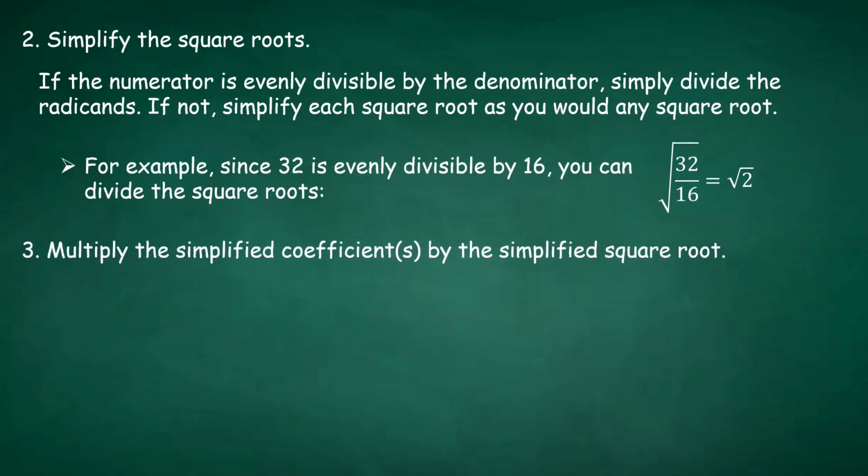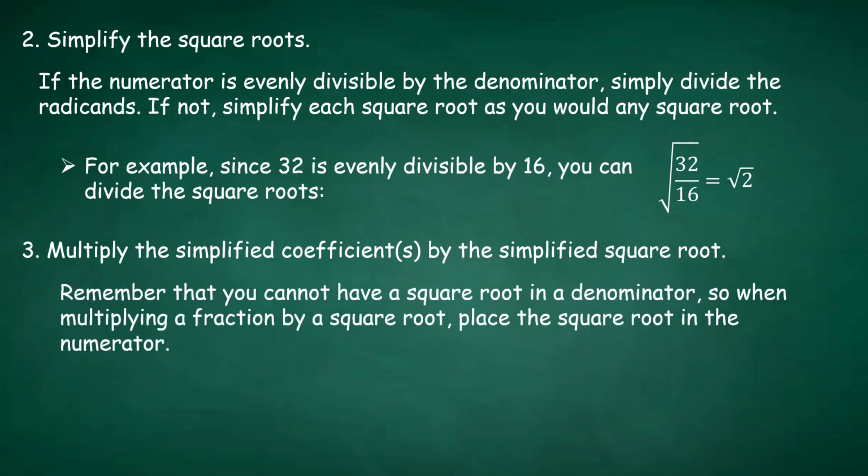3. Multiply the simplified coefficients by the simplified square root. Remember that you cannot have a square root in a denominator, so when multiplying a fraction by a square root, place the square root in the numerator. For example, 2 over 3 times square root of 2 is equal to 2 square root of 2 over 3.